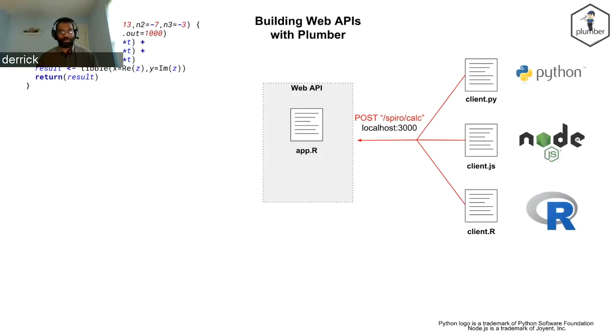With the Plumber library, you can create an API for your code by annotating different functions. So let me first remind you of our faithful function for calculating spirographs up in the corner.